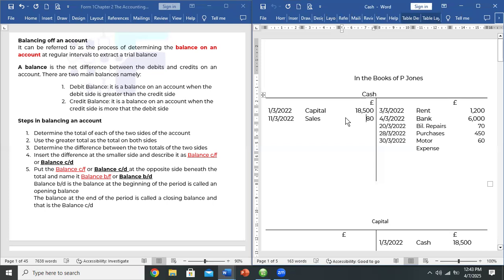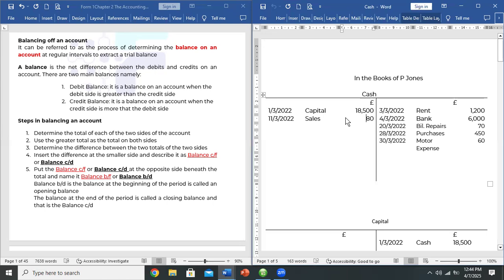Okay. A balance is the net difference between the debits and credits on an account. There are two main balances, namely debit balance and credit balance. A debit balance is one on an account when the debit side is greater than the credit side. And a credit balance is a balance on an account when the credit side is more than the debit side.